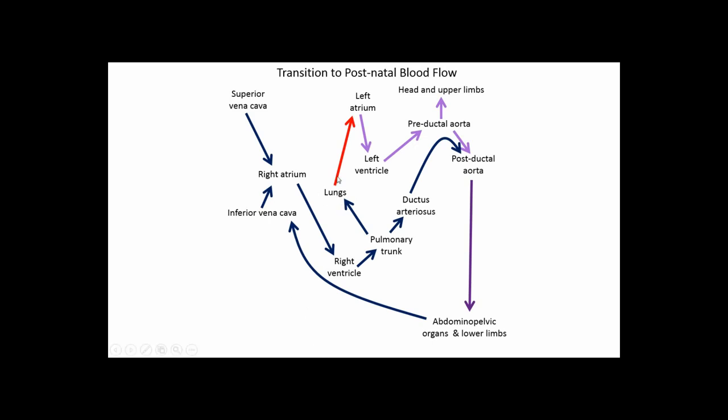And oxygenated blood from the lungs to the left atrium means that all the blood from the left atrium to the left ventricle is well oxygenated, and likewise to the preductal aorta and to the head and upper limbs. So we're starting to get very well oxygenated blood to the rest of the body. Now, that blood is going to carry from the preductal aorta to the postductal aorta and down to our organs and our lower limbs. Meanwhile, here's our ductus arteriosus.